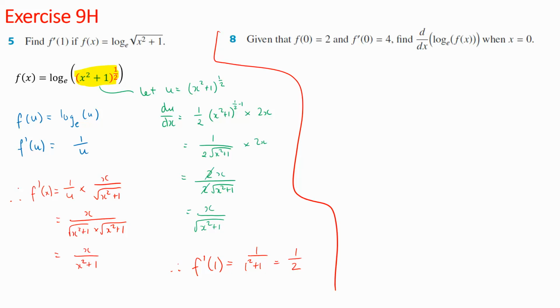u is the same thing as square root of x squared plus 1. Multiply those two together, the 2/3 will cancel out, so it's root 3 times root 3, and you get x squared plus 1. So that's what I meant by double chain rule. There's a chain rule within your derivative. Two chain rules there.